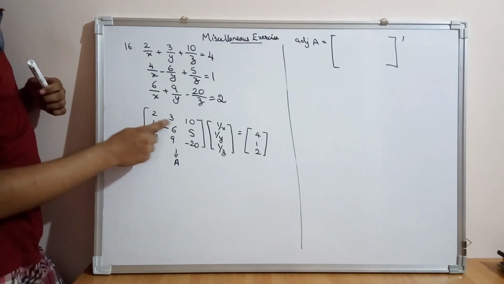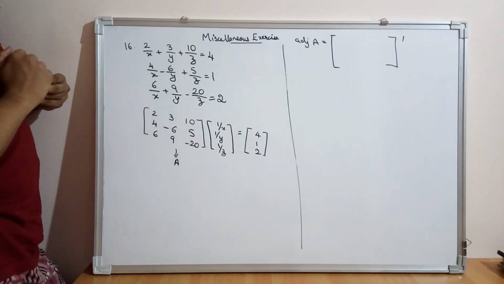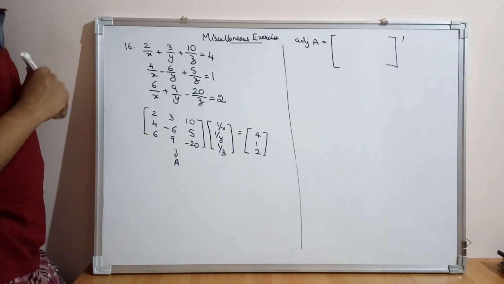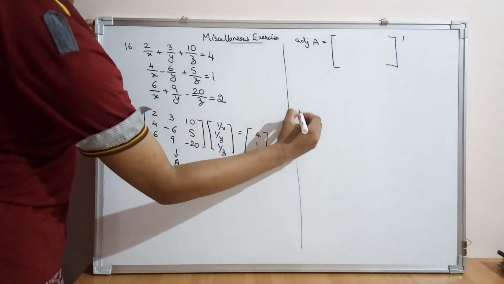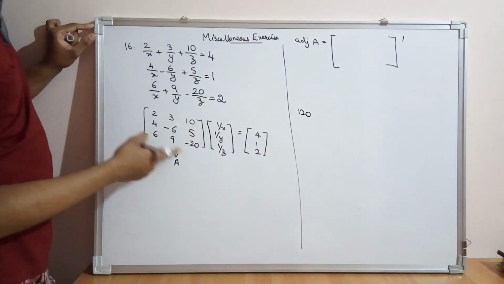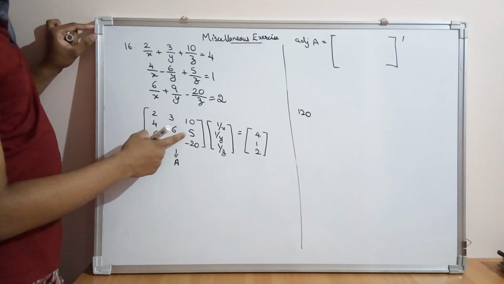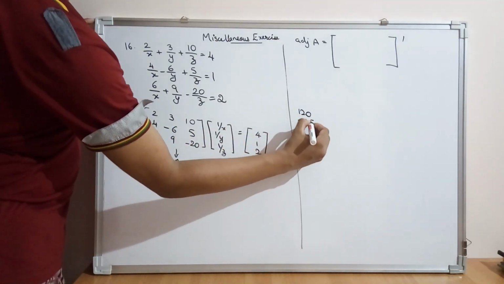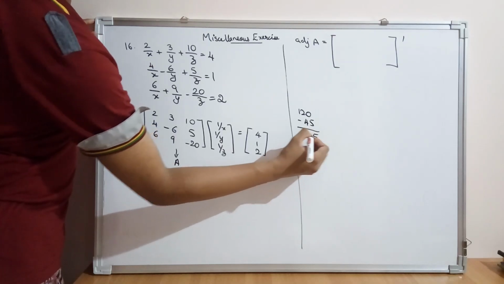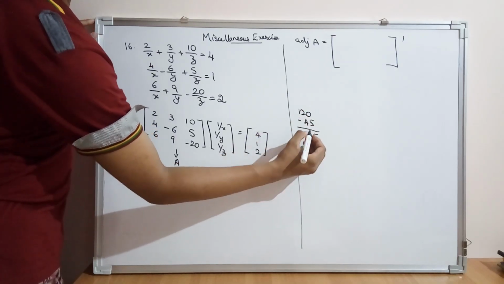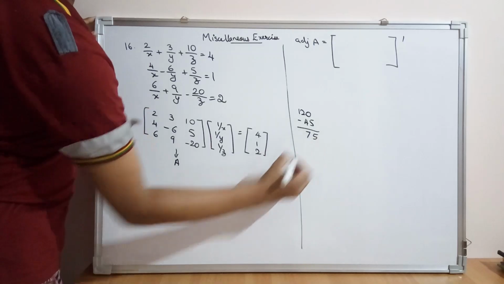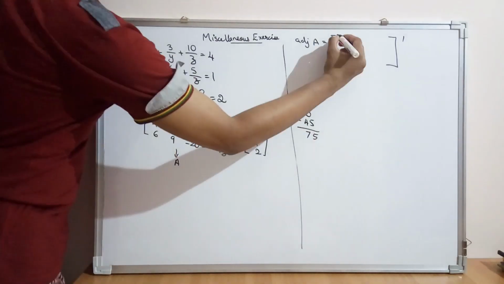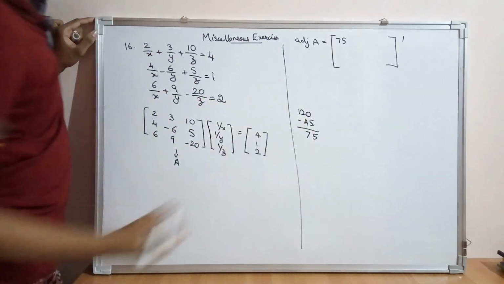Okay, minus 6 into minus 20, that is 120. I'll just write here for referring, 120. Then minus 9 into 5 is minus 45. 120 minus 45 is 75. So 75 is the first position.